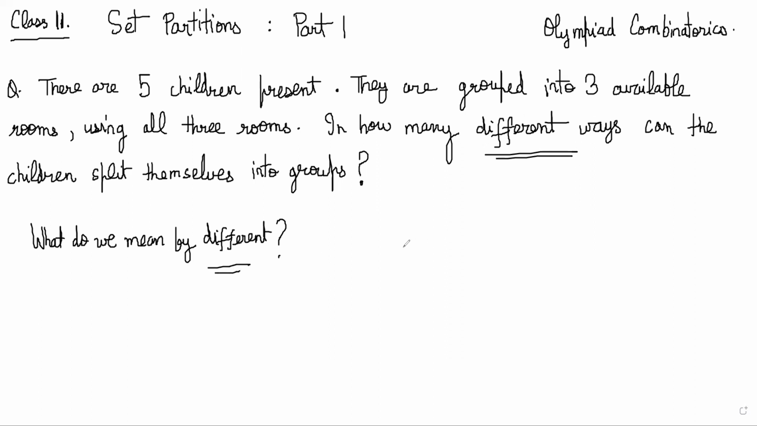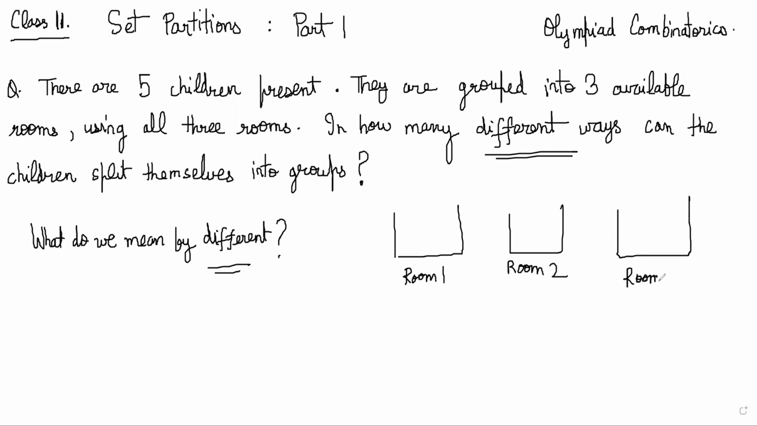So think about it. Suppose the rooms are like this. This is room 1. This is room 2. And this is room 3. Correct? And let's say A, B, C, D, E are the 5 children. So A, B is in the first room, C, D is in the second room, and E is in the third room. And this is another possibility here.